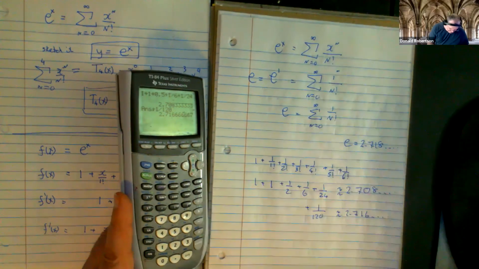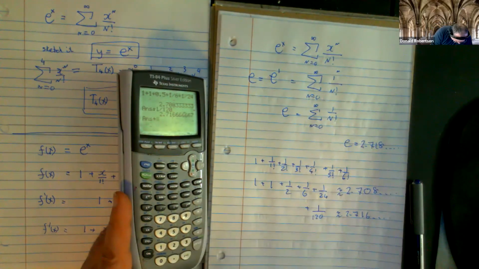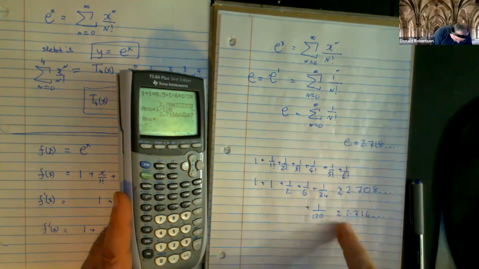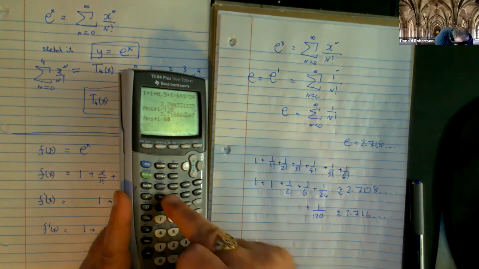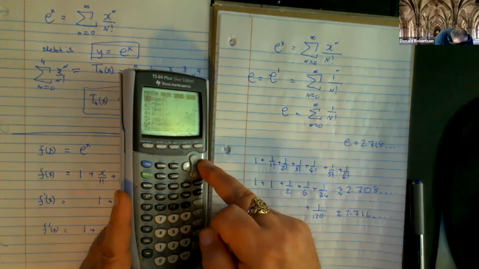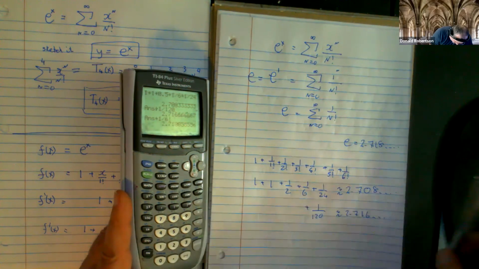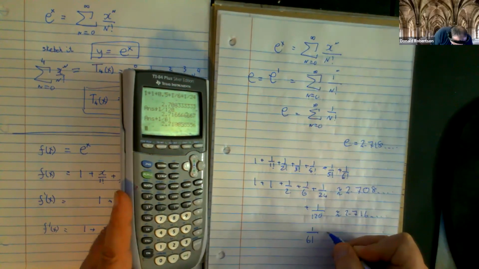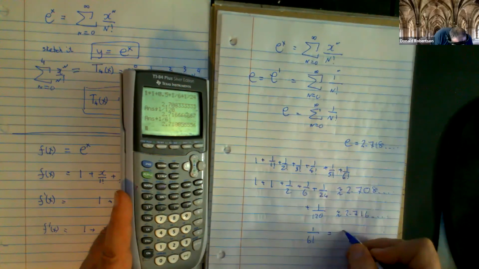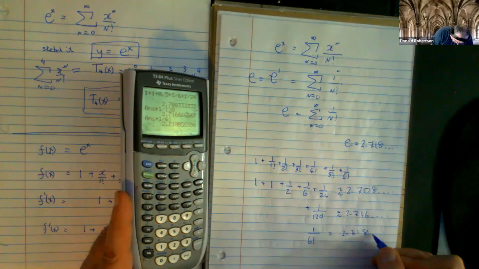1/6 factorial. God in Himmel, what is 6 factorial? Well, it's plus 1 divided by 6 factorial, and let the calculator figure out what 6 factorial is. And the answer I now get, when you add that term, is 2.718 and some stuff.